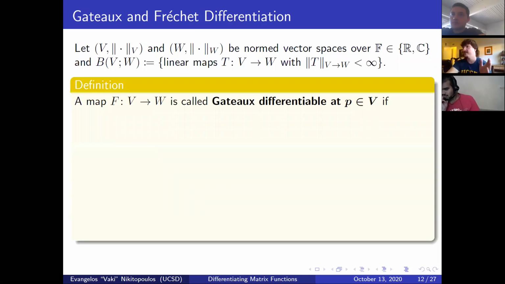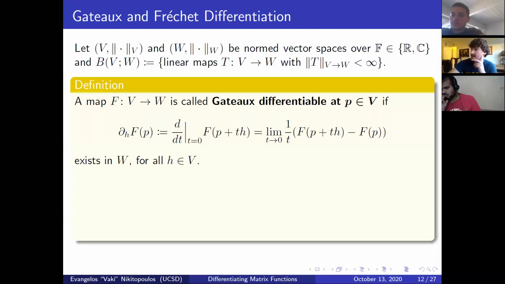A map F from V to W is called Gateaux differentiable at P if all the directional derivatives exist. So this quantity right here, partial_H F at P, is the directional derivative of F at P in the direction H. And it's defined to be this derivative, which is the limit of this difference quotient. You often see this in calculus when V is R^n and W is R^m.